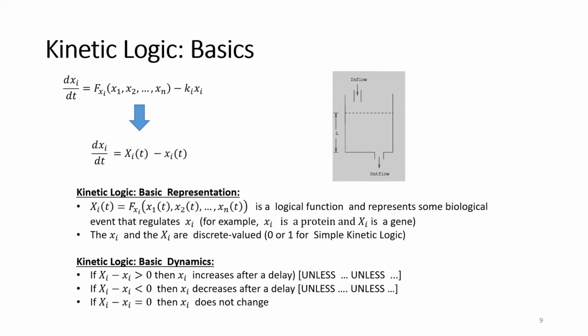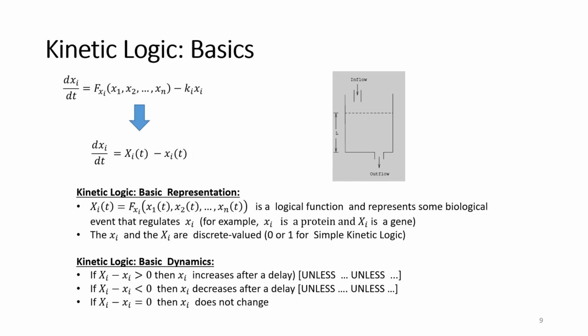It's a sort of synchronous logical function in the sense that it just depends on that time instance. And it usually represents some important or meaningful biological event. For example, if little xi is a protein, then capital Xi is a gene that encodes that protein, or a set of genes, for example. And the other representation choice made in kinetic logic is that little xi and capital Xi are discrete values, either 0 or 1 for simple kinetic logic, or multi-valued for generalized kinetic logic.